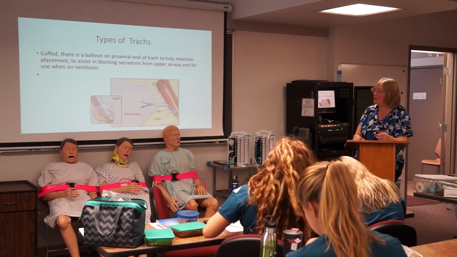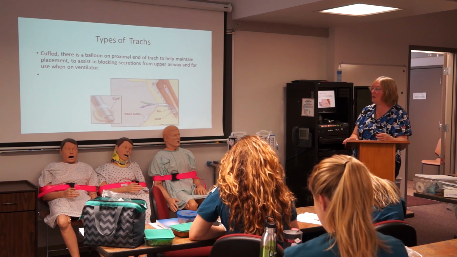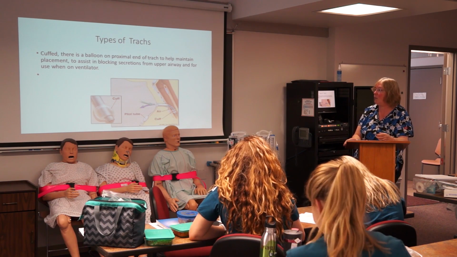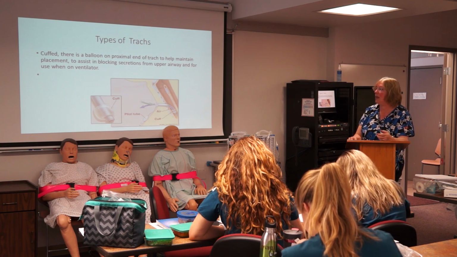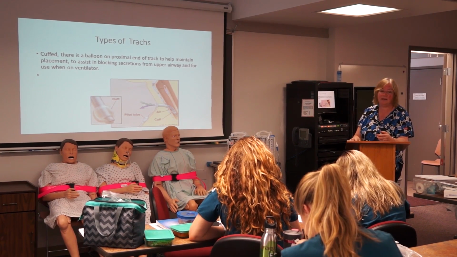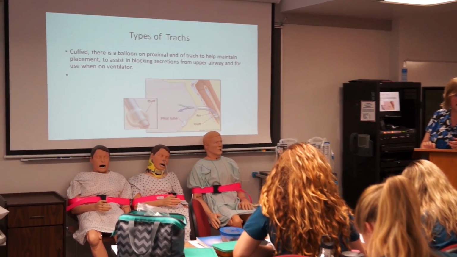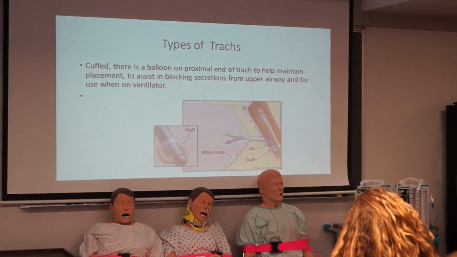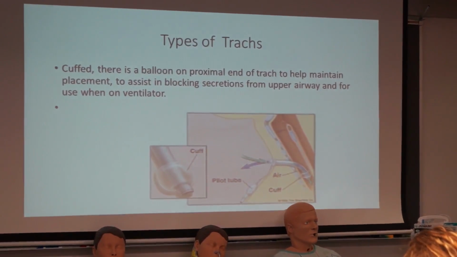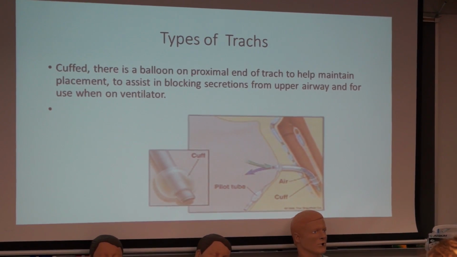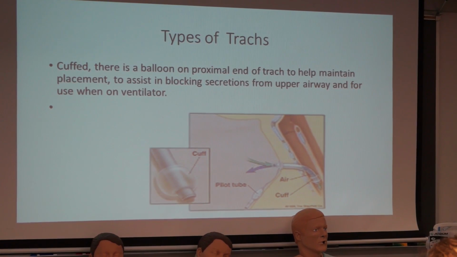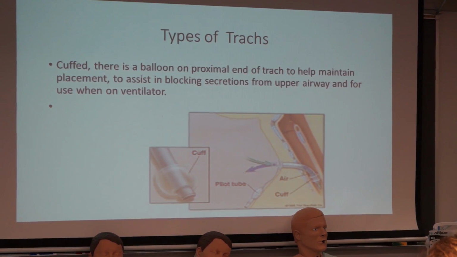And there are different types of trachs that we have. This one happens to be a cuffed trach, which means there's a little balloon on the proximal end of the trach to help maintain placement. And I should underline that, help. It does not keep that trach in place, okay, you guys? So it's really important for you to remember that. And it assists in blocking secretions from the upper airway and for use with a ventilator.